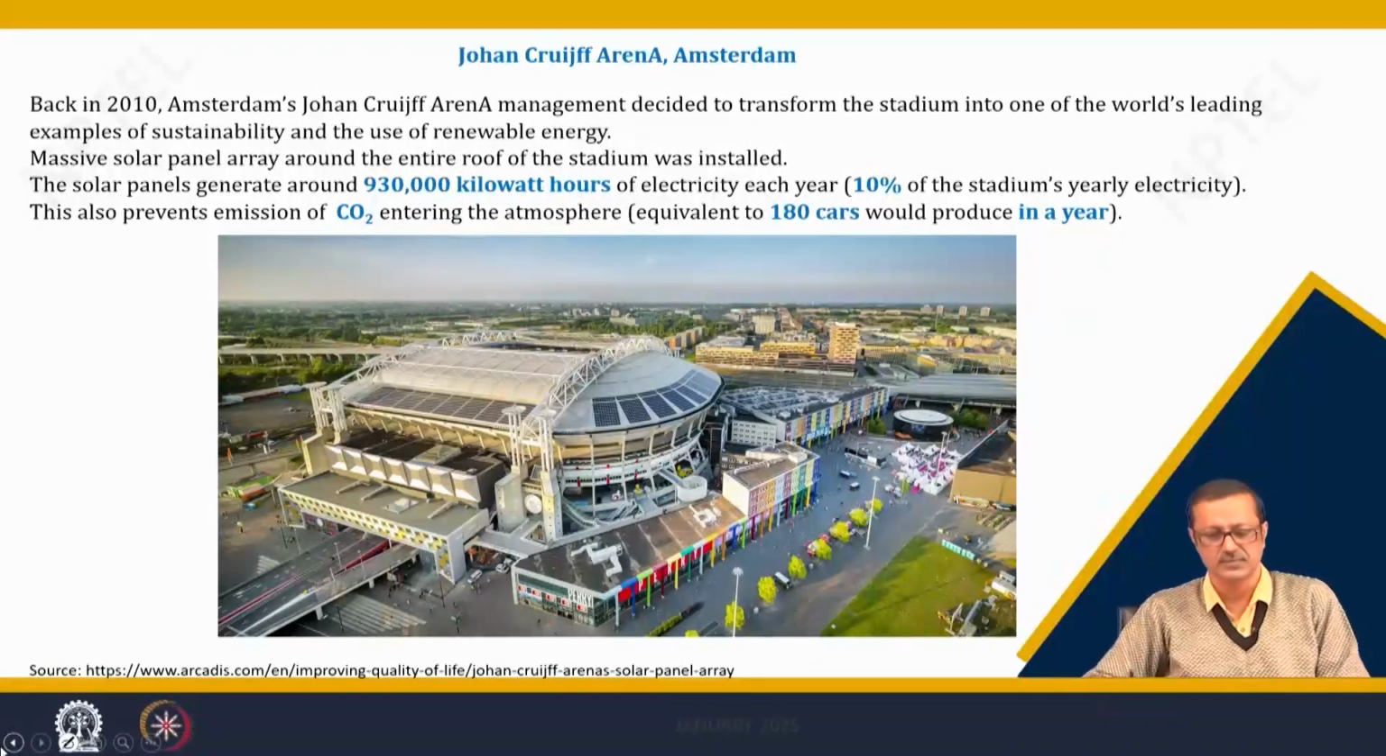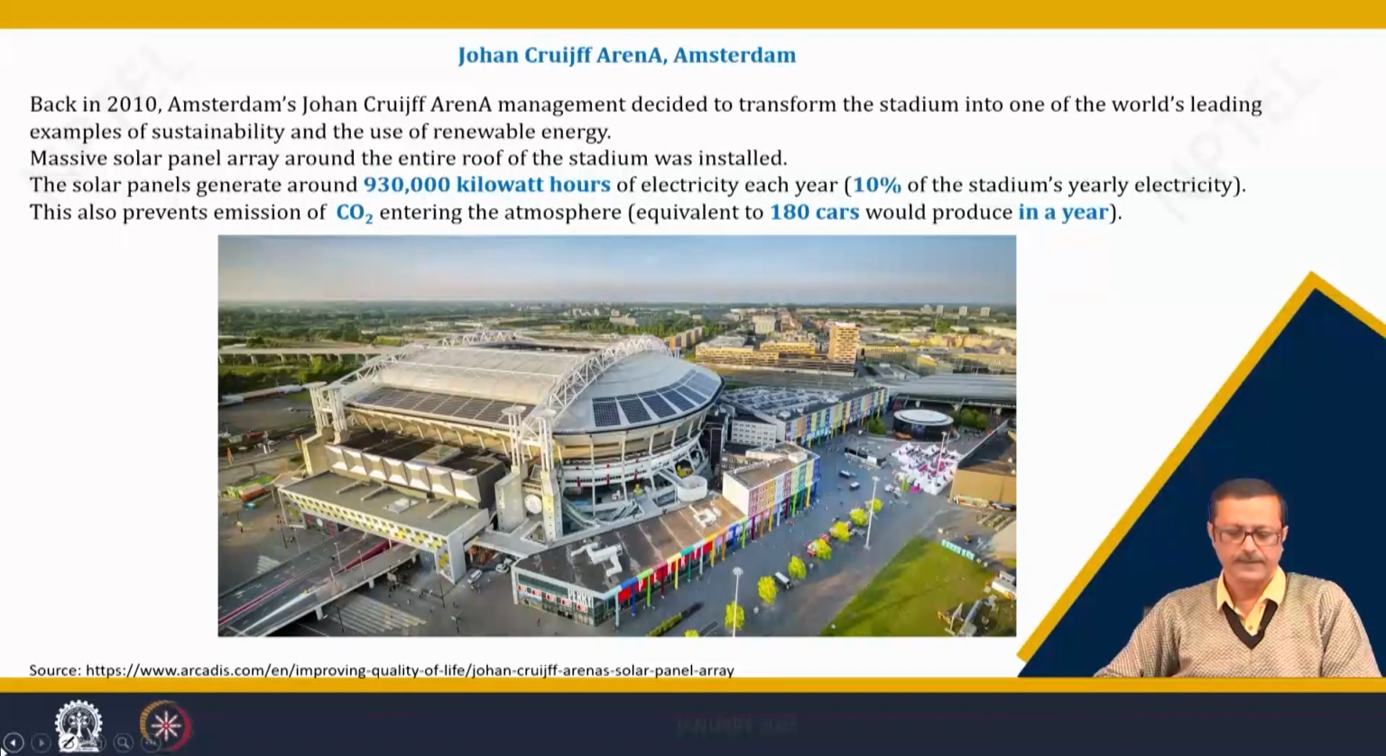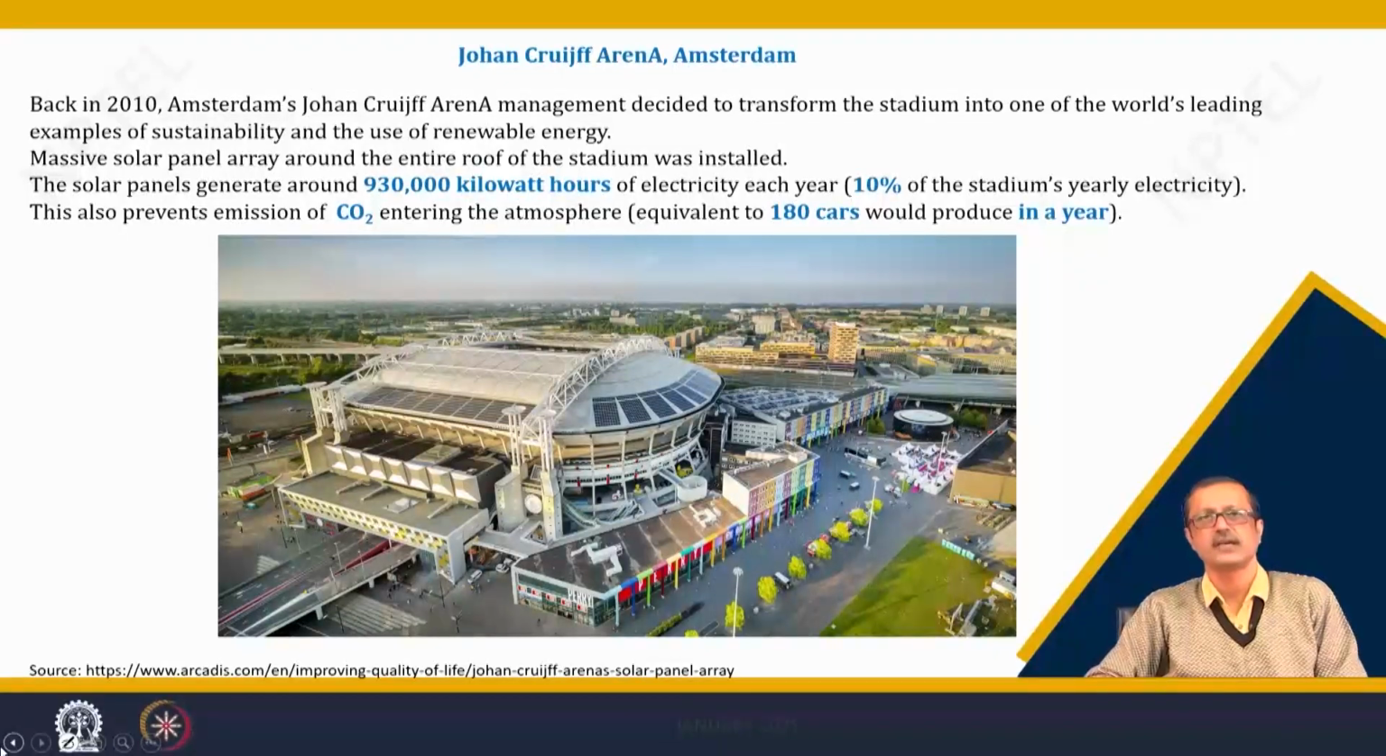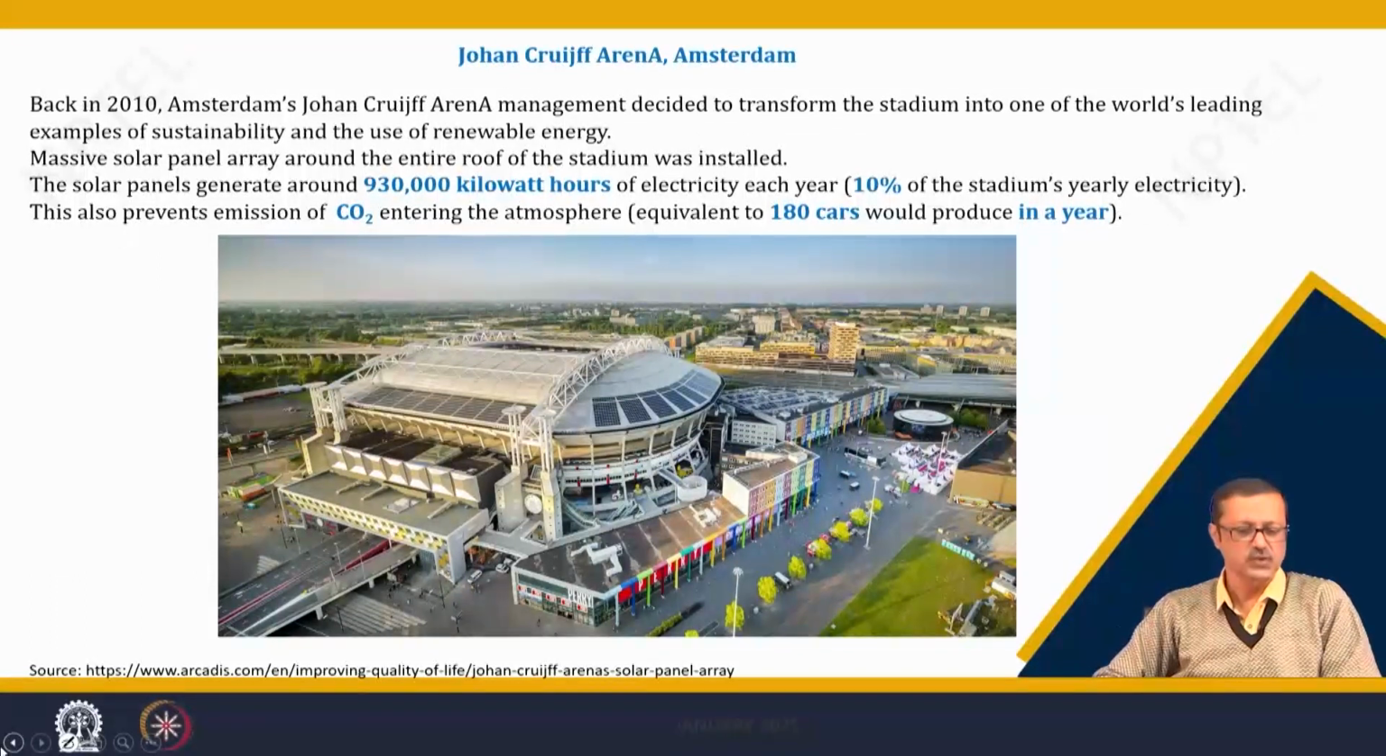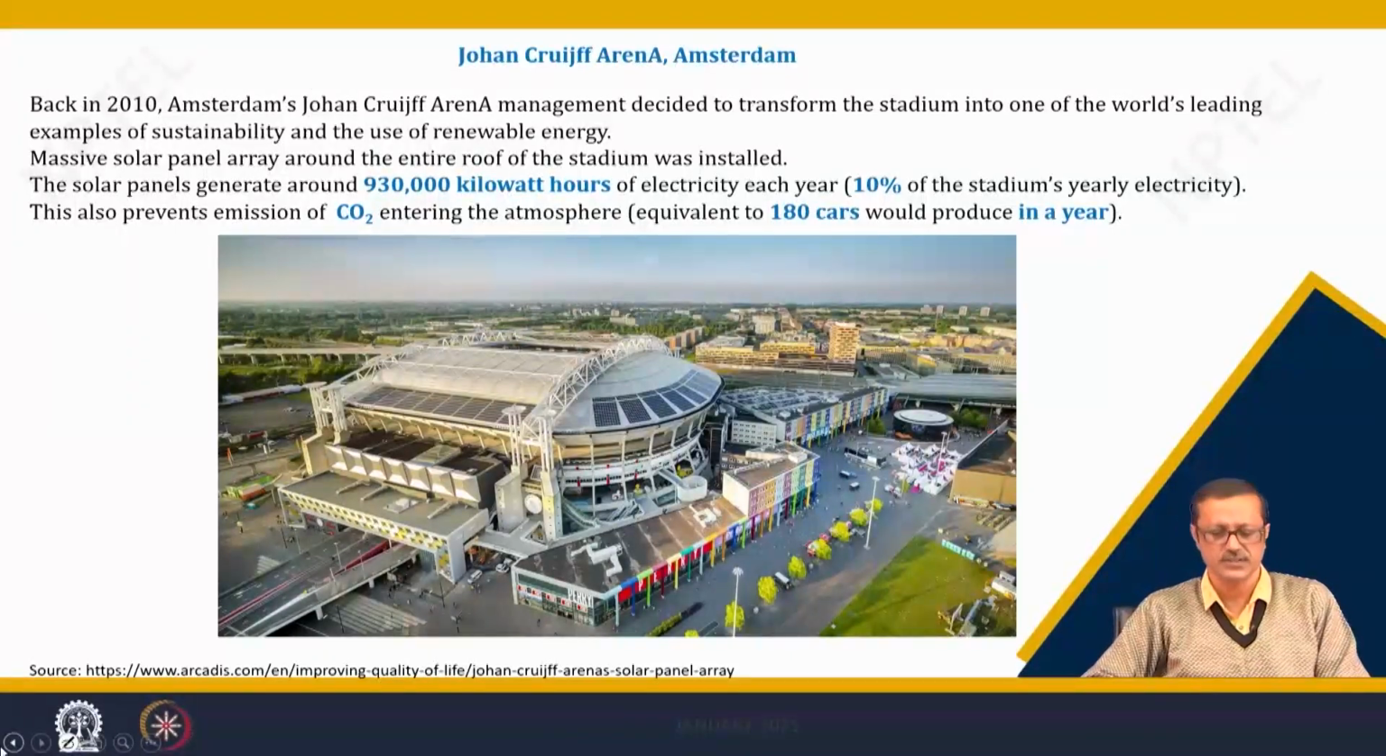And I heard that this particular stadium, sometimes when it is off time, generates electricity, and that electricity is sent to the car charging stations. This prevents the emission of carbon dioxide into the atmosphere, equivalent to almost 180 cars in a year or so. So, that is a considerable reduction, and we can make such small interventions, because we also have a lot of this kind of roof structure in our country.